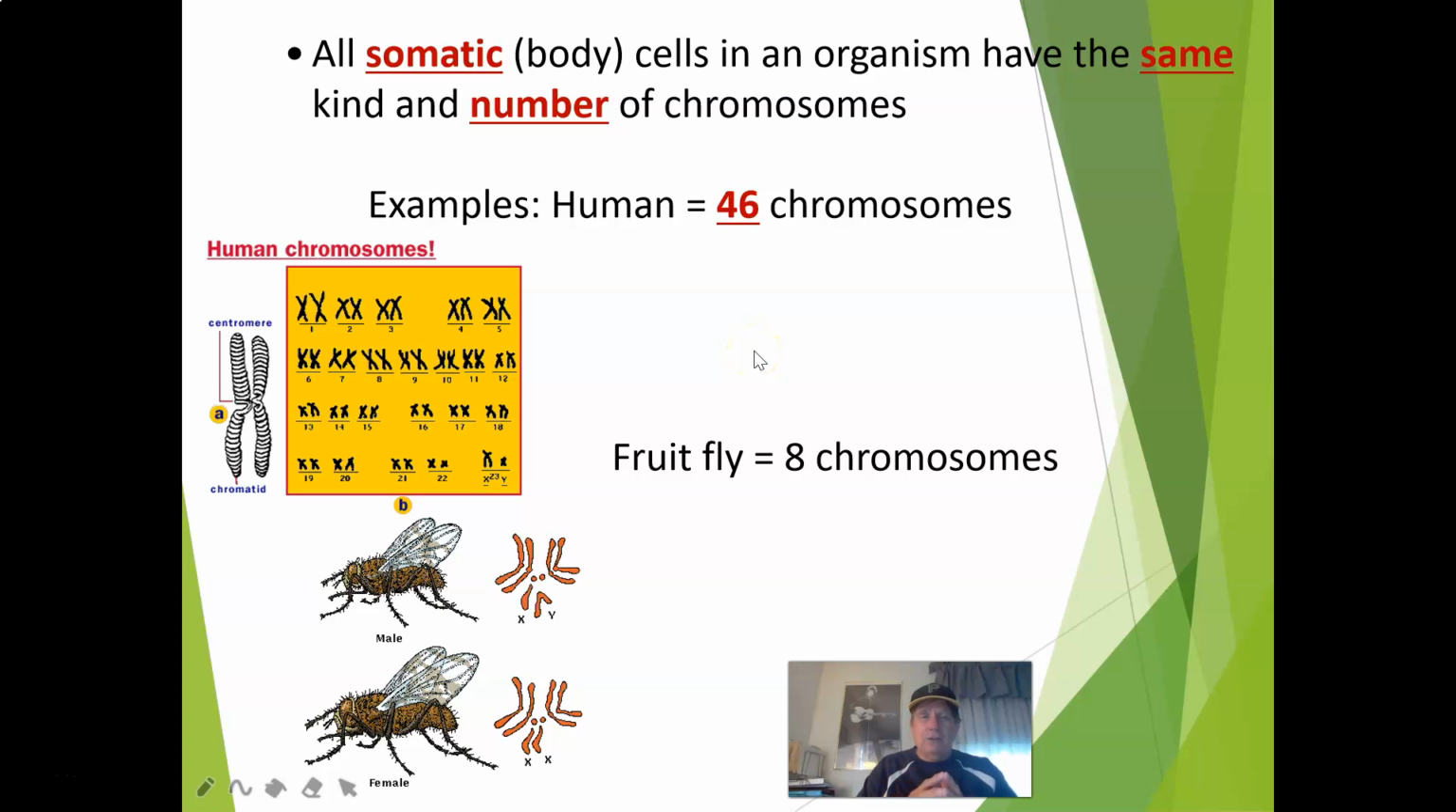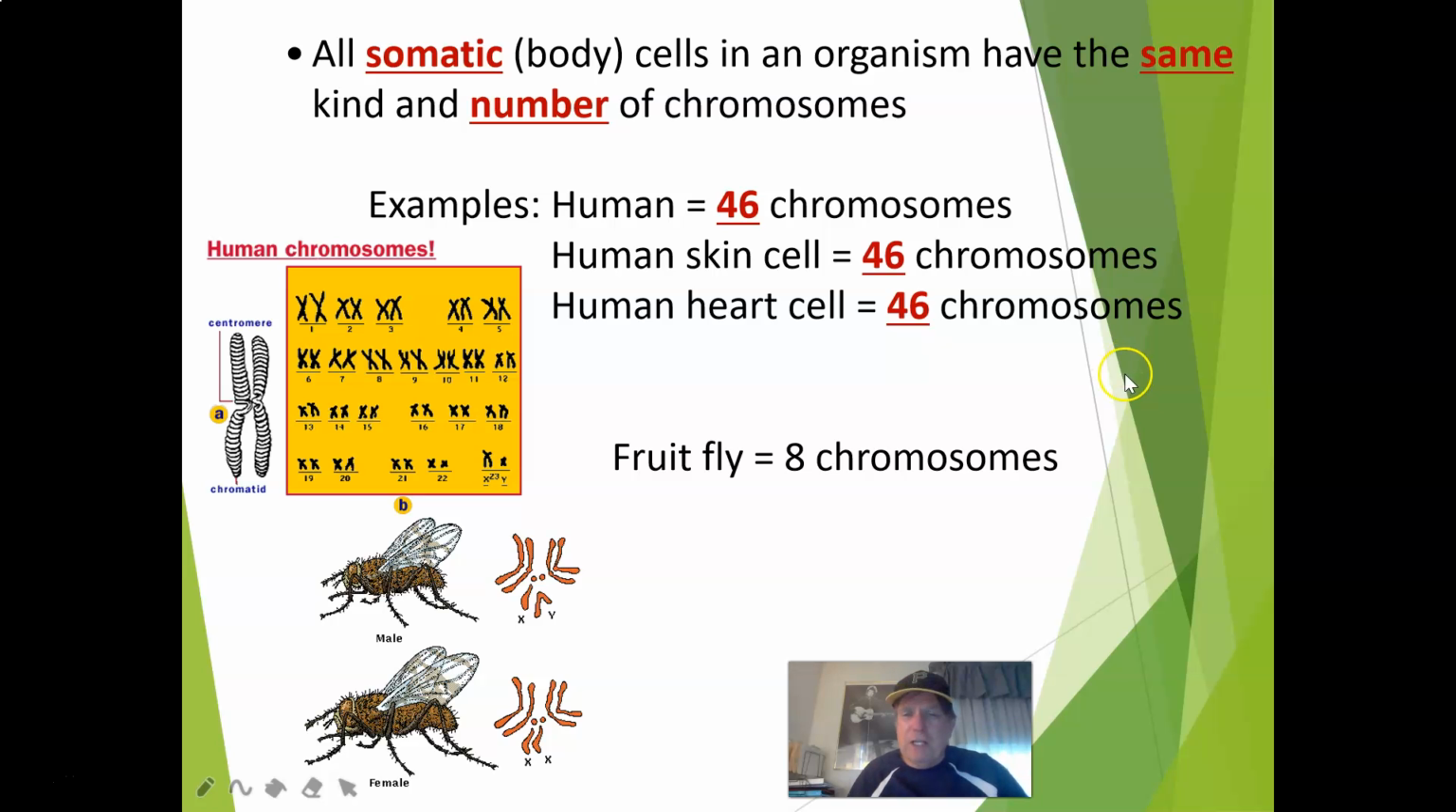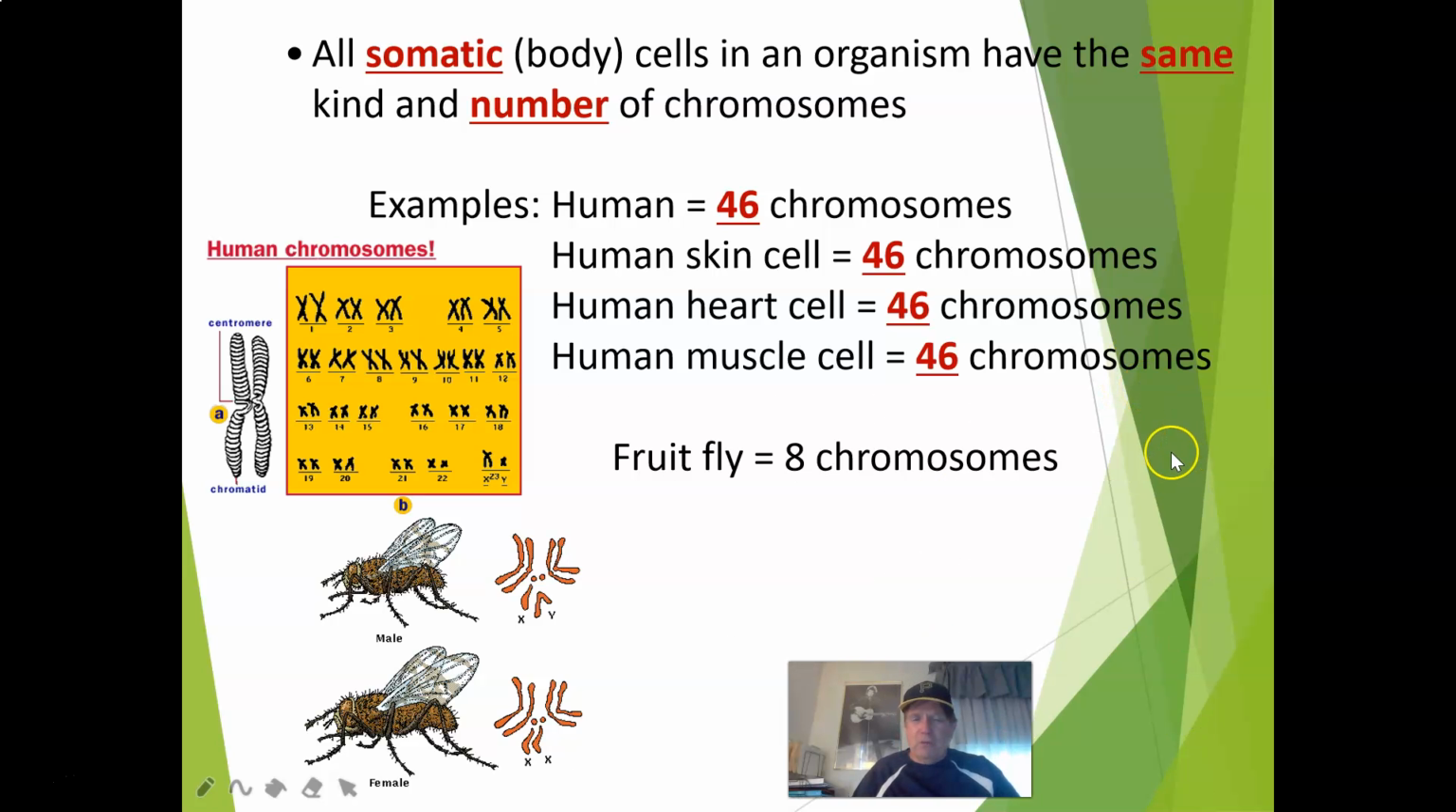All somatic cells, which is another name for body cells in organisms, have the same kind and number of chromosomes. So guys, no matter what, your hair, your skin, I don't care what cell you are in the human body, you all have 46 chromosomes. Okay, all the cells have the same number of chromosomes, 46. So if you're a human skin cell, you got 46 chromosomes. If you're a heart cell, you got 46 chromosomes. If you're a human muscle cell, you got 46 chromosomes.